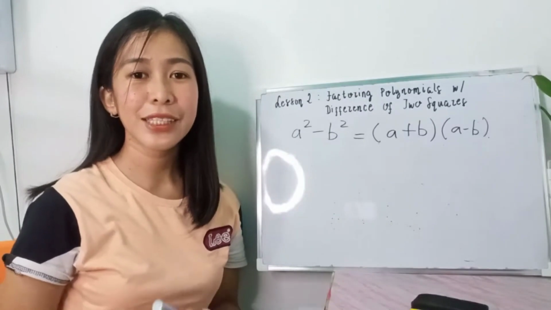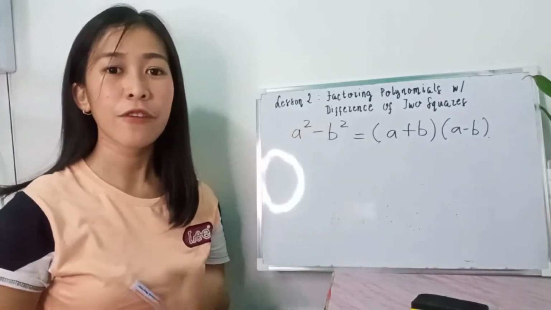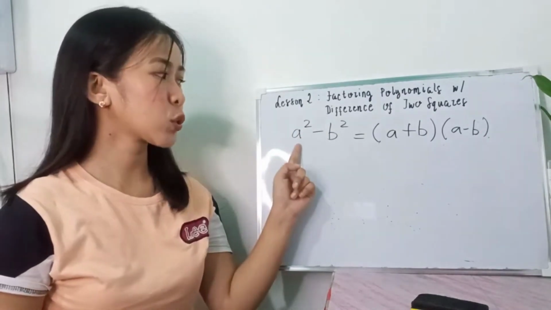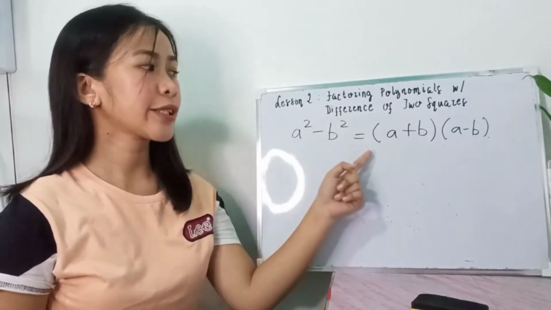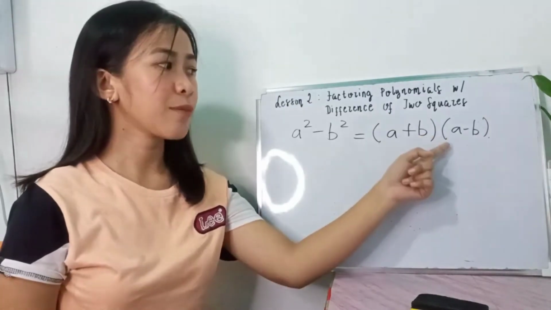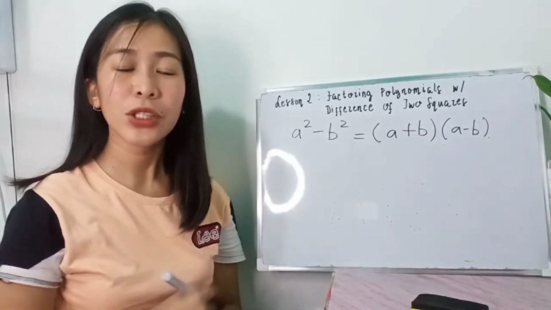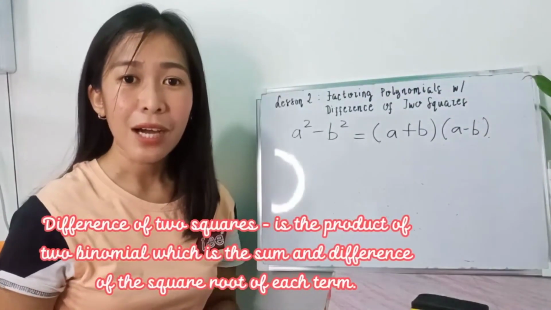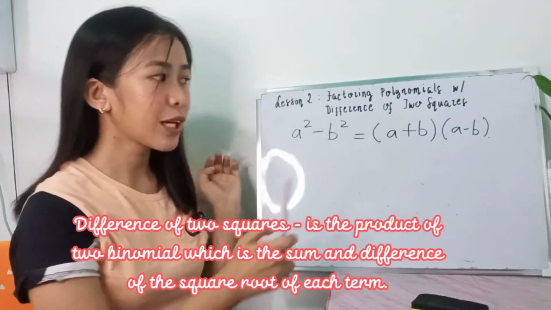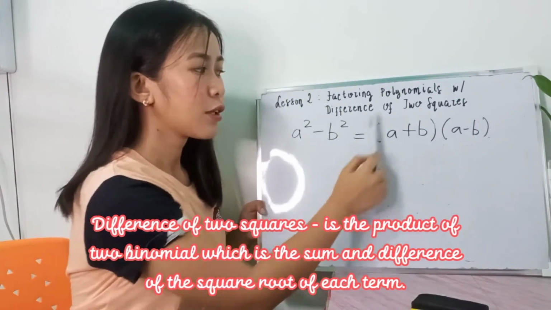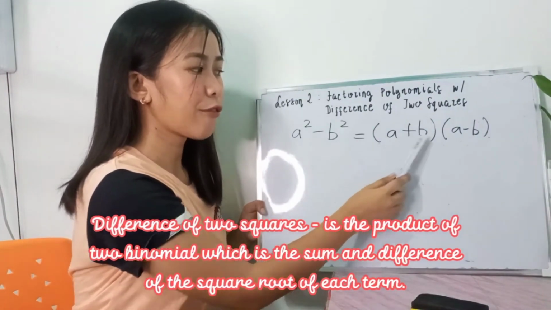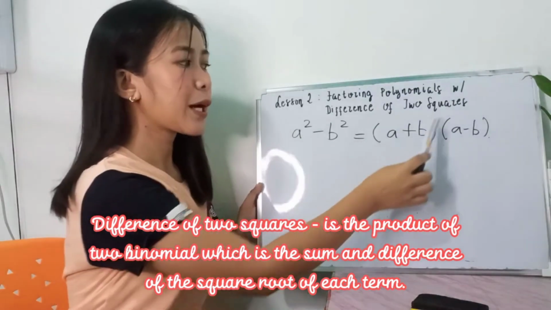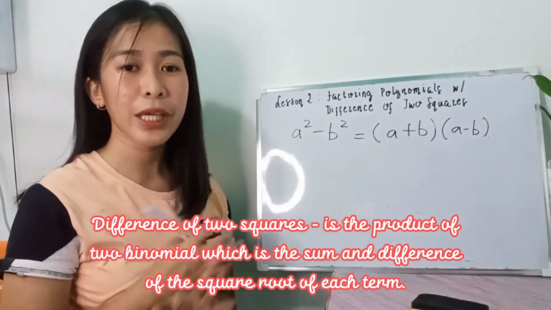So now, let us define a difference of two squared. So dito meron akong pattern na nilagay. We have a squared minus b squared is equal to a plus b times a minus b. Okay, so when we say difference of two squares, it is the product of two binomial, and that binomial is ito. And this is a binomial kasi dalawa yung term nila. And this is also a binomial. And then this parenthesis is a product or multiplication.